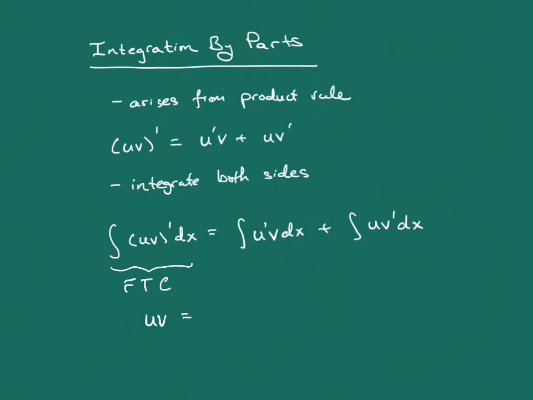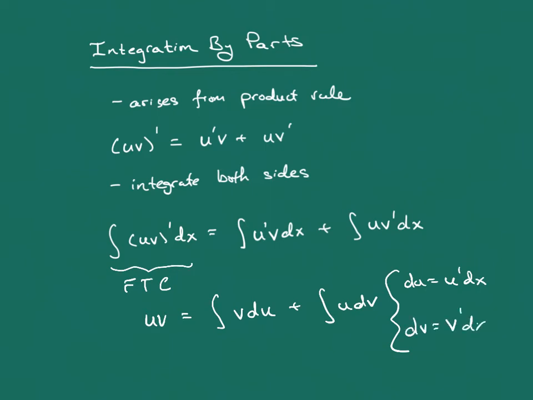Then on the right-hand side, we can write that u prime dx just becomes du, and the integral of v du and the integral of u dv. Now what we've done in that case is to say that du is just our usual differential from Calc 1. That looks like u prime dx. And dv, likewise, is just going to be v prime dx.